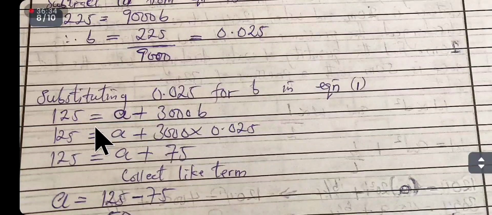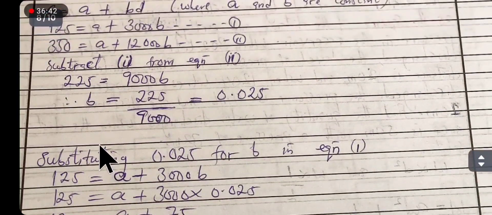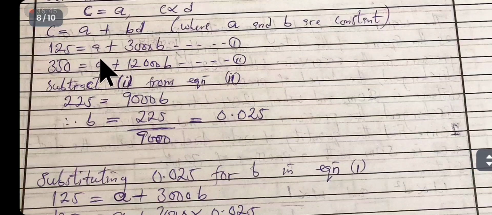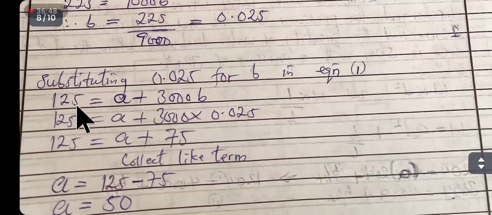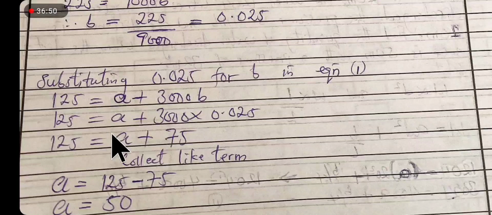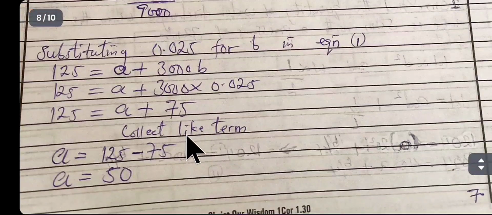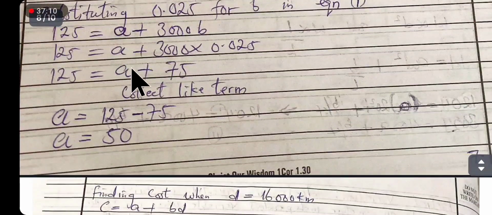Okay, so we want to find A now. Substituting 0.025 for B in equation 1. Look at equation 1 here: 125 equals A plus 3,000B. So we repeat it down: 125 is equal to A plus 3,000 times the B we have found already to be 0.025. So this is equal to A plus 3,000 times 0.025, which is 75. Collecting like terms, A will be equal to 125 minus 75.